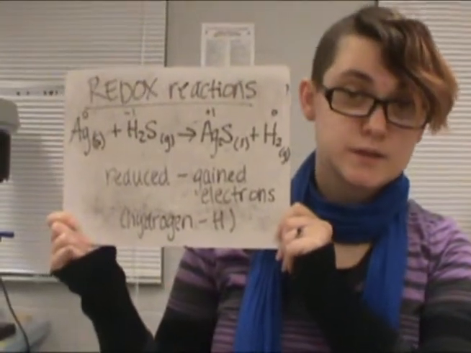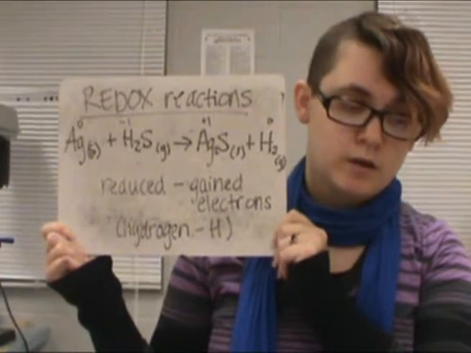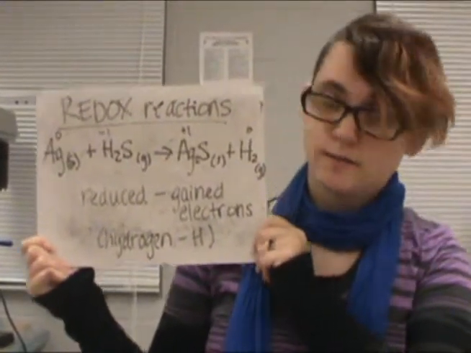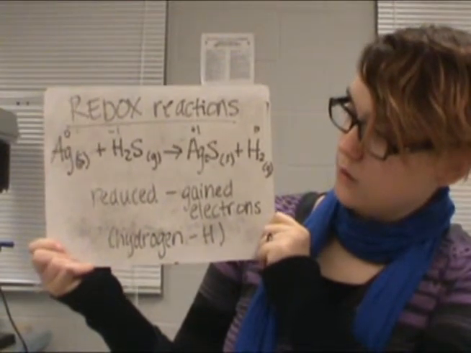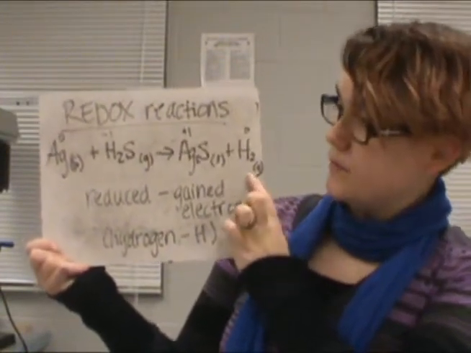The substance that is reduced in this reaction is the hydrogen. We know this because it gained electrons. It started out with a charge of -1 and ended up with a charge of 0.